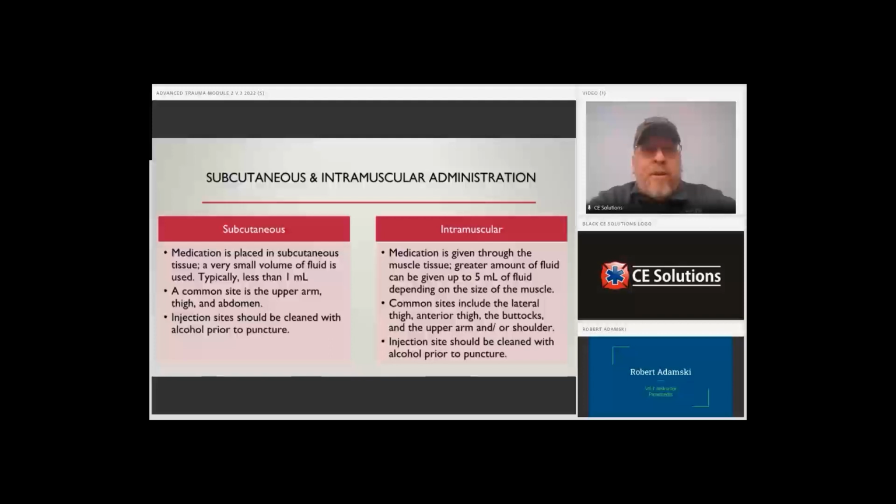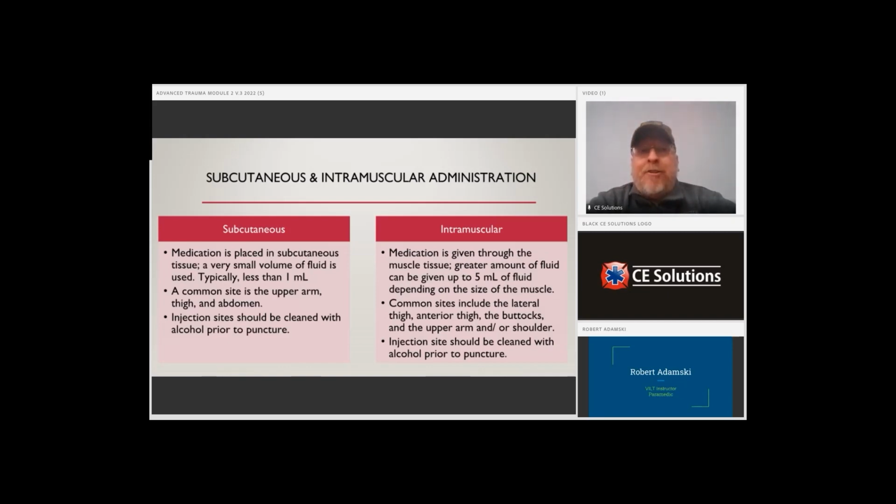Then we have our subcutaneous or our intramuscular routes, underneath the skin or into the muscle. Look at the differences. We're going to compare the two here. With subcutaneous medication administration in humans, we're dealing with very small volumes. Humans, unlike animals, do not have a large sub-Q space. So typically we're dealing with 1 milliliter of fluid or medication or less. The common sites are upper arm, the lateral thigh, the abdomen, etc.